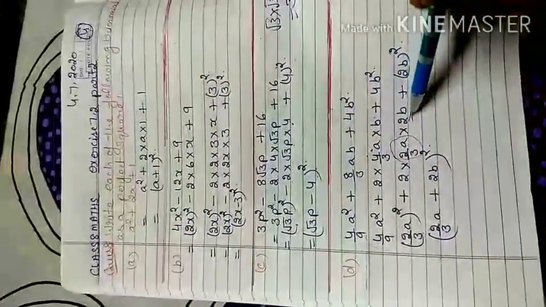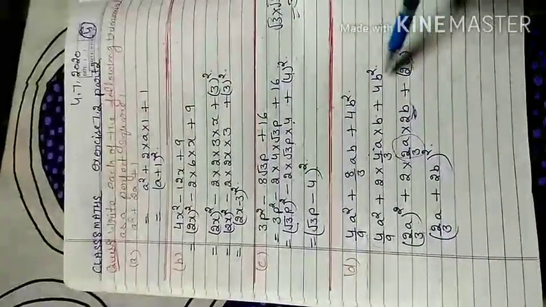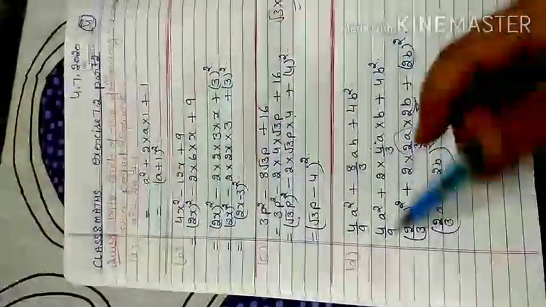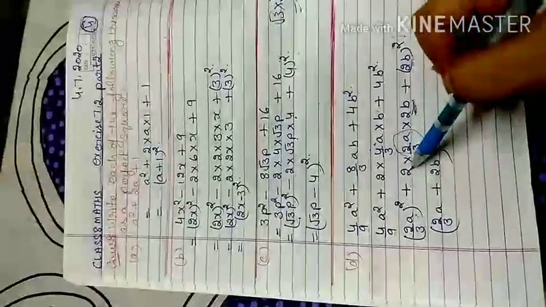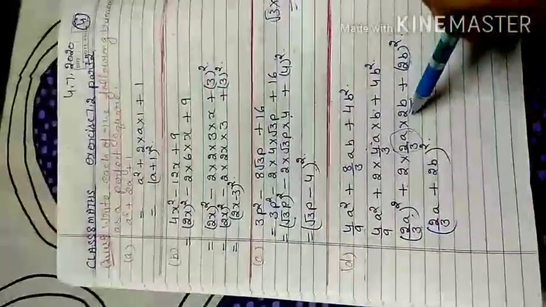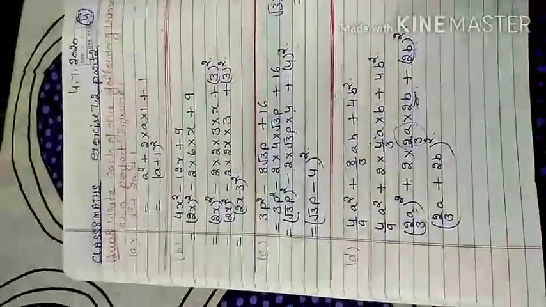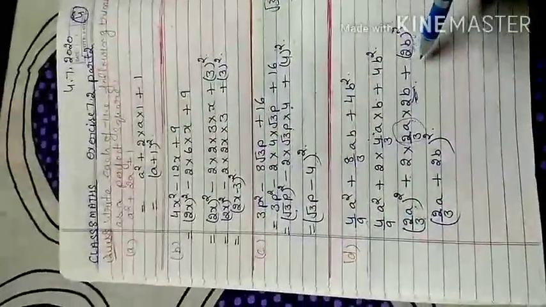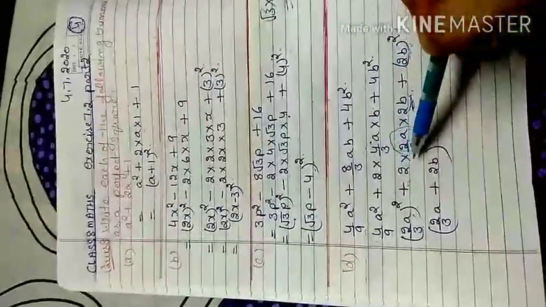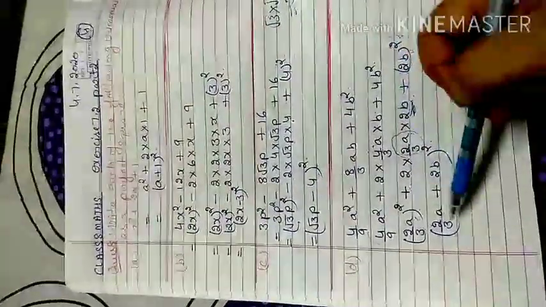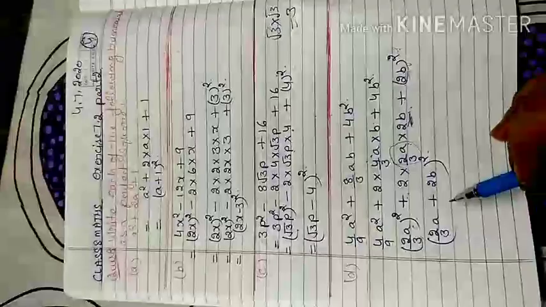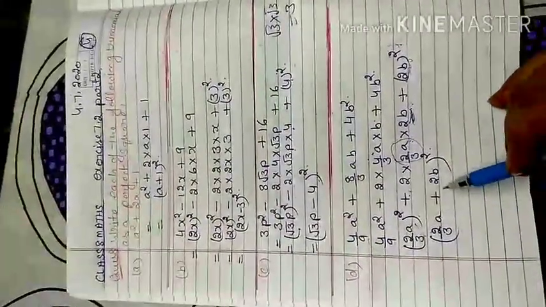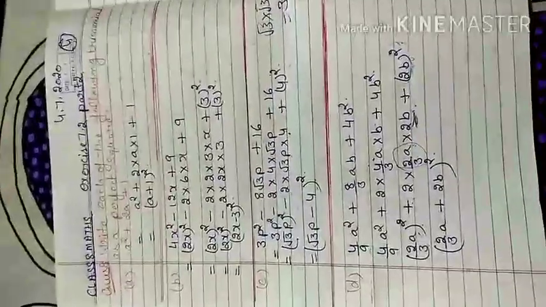Then I check the second term: is it 2b? Yes. Is it 2b whole square? So this is my first term, this is my second term. So first term square plus 2 times first term into second term plus second term square. This condition fulfills the right side of a plus b whole square, that is a square plus 2ab plus b square. So I can directly write the left side of the formula a plus b whole square, that is 2 by 3a plus 2b whole square. Thank you. Have a nice day.